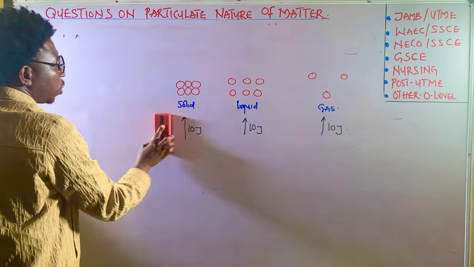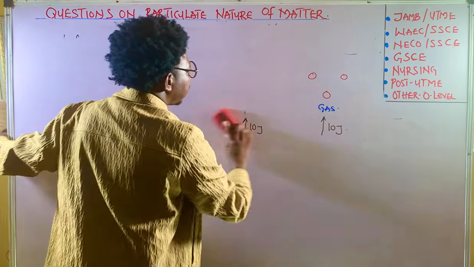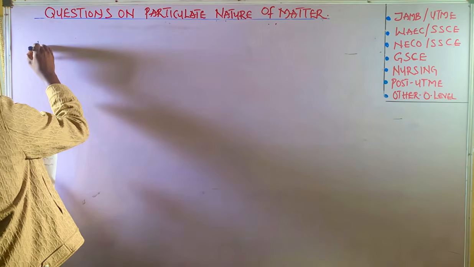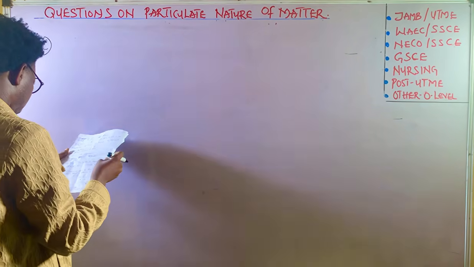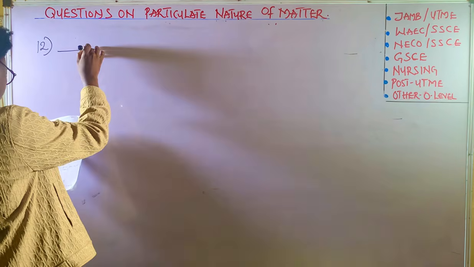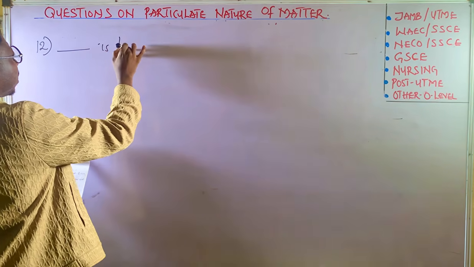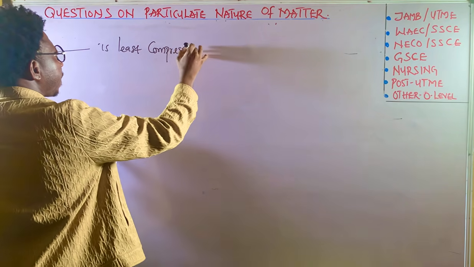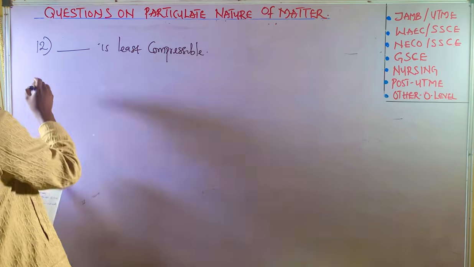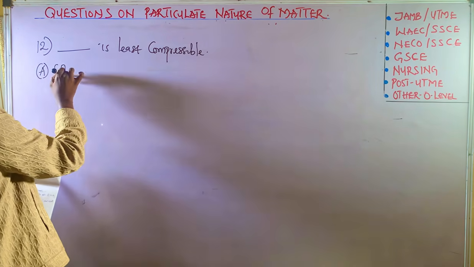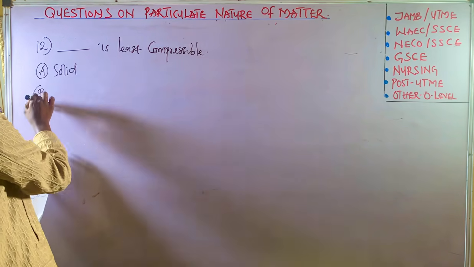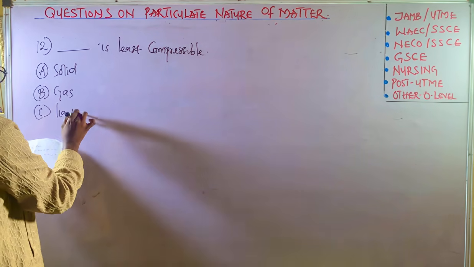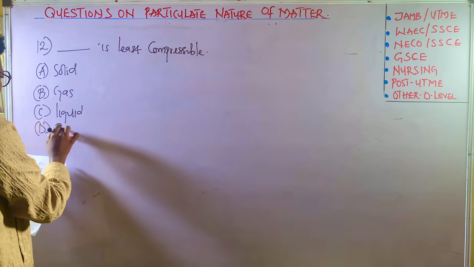We'll move to the next question, which is question number 12. Question number 12 is: dash is least compressible. Dash is least compressible. A, solid. B, gas. C, liquid. D, plasma.